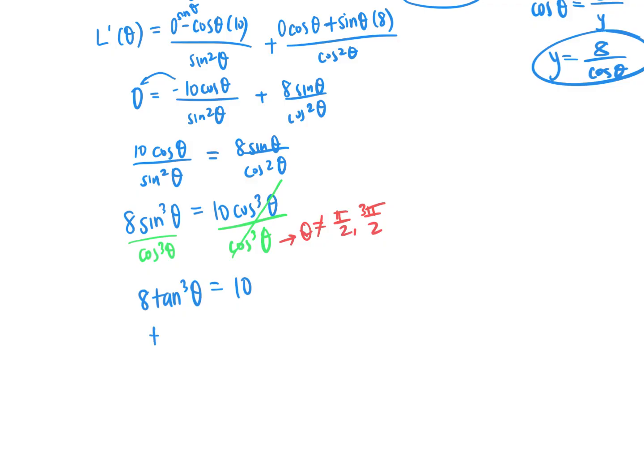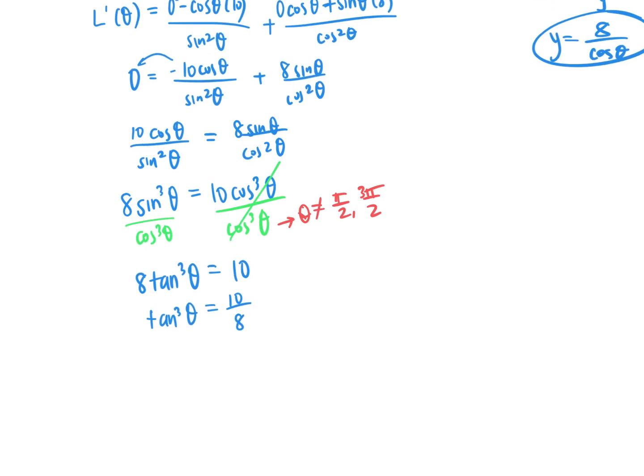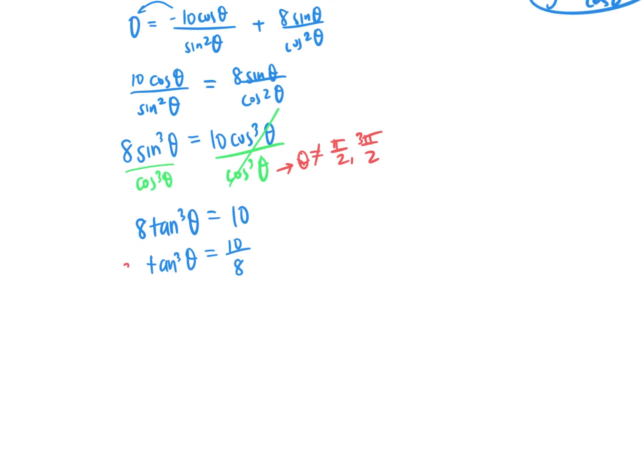Okay, from here, I'm going to divide both sides by 8. And then we can take the cube root of both sides to see what tan theta is equal to. And actually, I'll just keep it like that, or not 10 over 8, I'll keep it as 5 over 4, or 1.25, and when I find my theta, I'll just keep the cube root instead of losing accuracy right away.